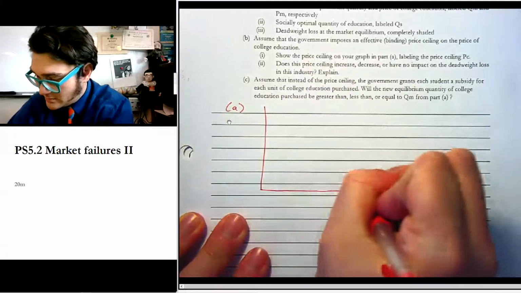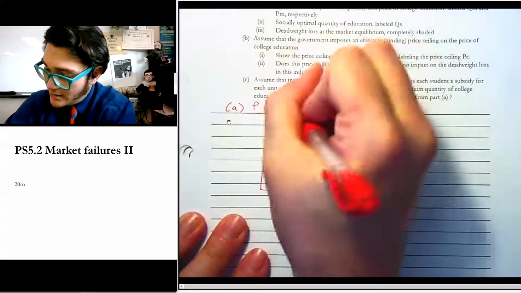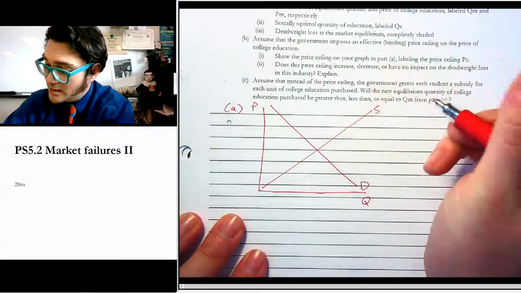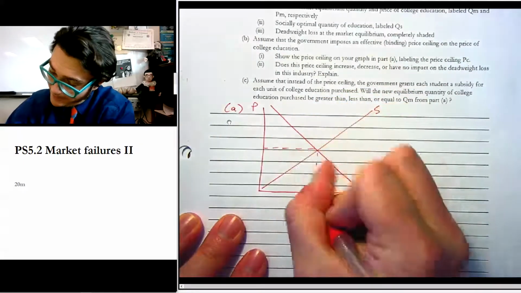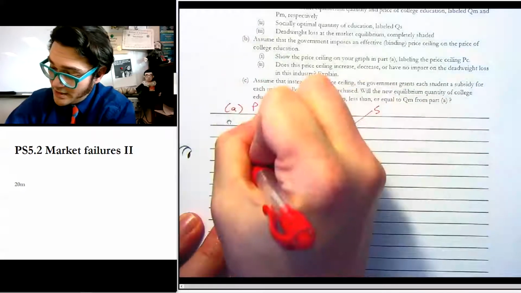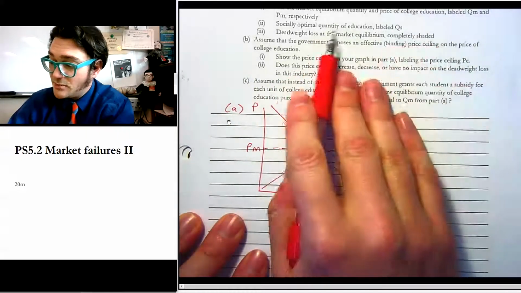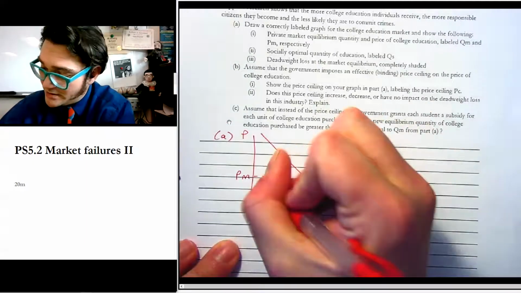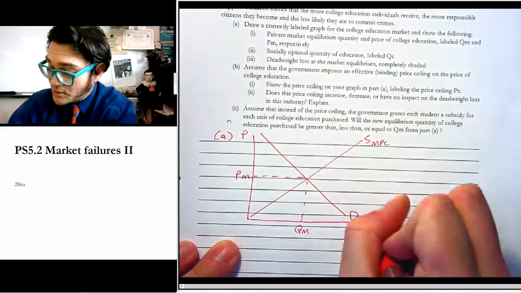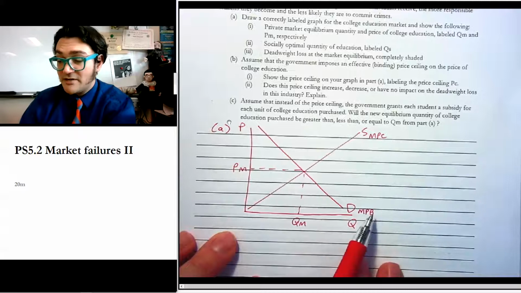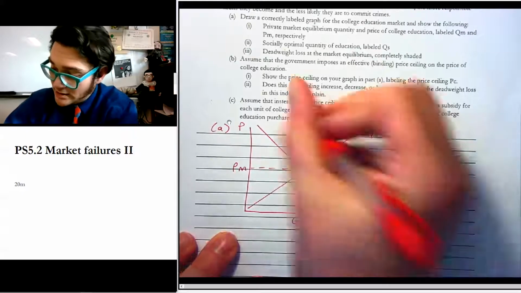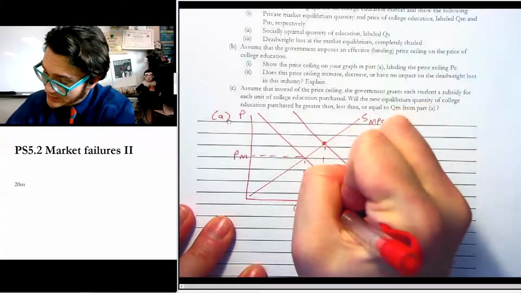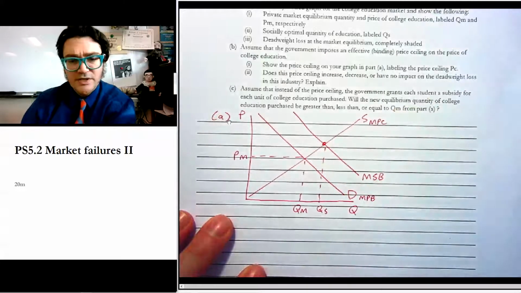Nice and big graph, right? Q and P, and then we have downward sloping demand, upward sloping supply, and we're going to put QM and PM. And then it actually wants the socially optimal quantity. So it's kind of telling us right off the bat, hey, you're supposed to have some other stuff on here. And so we can say there's a marginal private cost, a marginal private benefit, and we know that there's an extra benefit that accrues as a result of college. And so we'd say marginal social benefit, and then we have this QS, which is the socially optimal quantity.